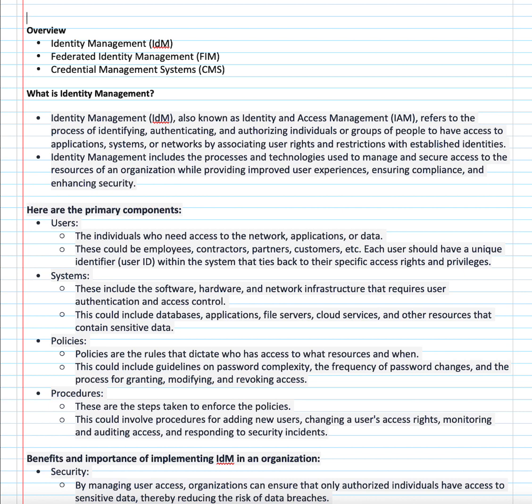Now, again, these can include password complexity and frequency of password changes. They can also be for granting, modifying, and revoking access. So all of those are tied to policies.